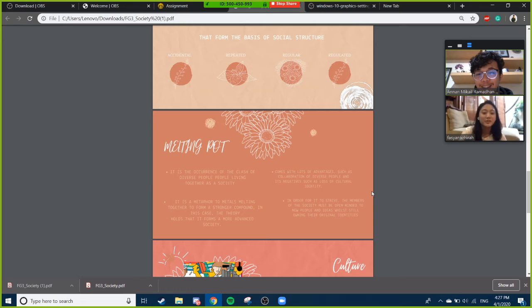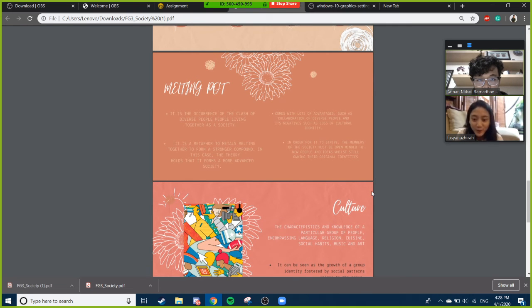Melting pot is the occurrence of the clash of diverse people living together as a society. It is a metaphor for metals melting together to form a stronger compound. In this case, the theory holds that it forms a more advanced society. Melting pot comes with lots of advantages, such as collaboration of diverse people, and its negatives, such as loss of cultural identity. In order for it to thrive, the members of the society must be open-minded to new people and ideas while still owning their original identities.